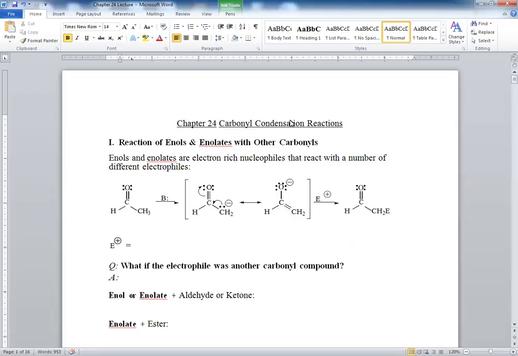Chapter 24, Carbonyl Condensation Reactions. In a sense, Chapter 24 is a continuation of Chapter 23, where we discussed enolates and enols as nucleophiles reacting with electrophiles. But in Chapter 24, it's a little bit different. We have enols and enolates. We know that they are electron-rich nucleophiles that can react with a number of different electrophiles. But now what we're going to discuss in this chapter is that they're going to actually react with other carbonyls. So let's see what that means.